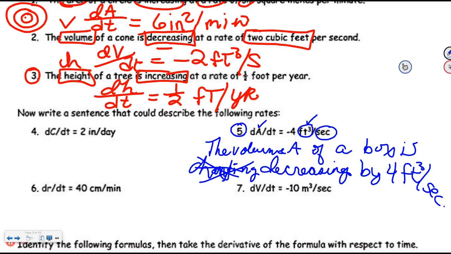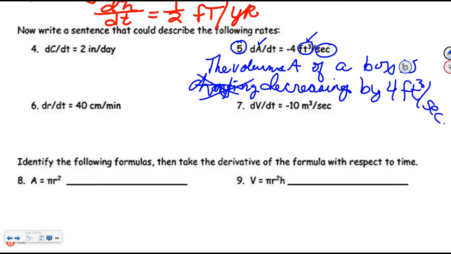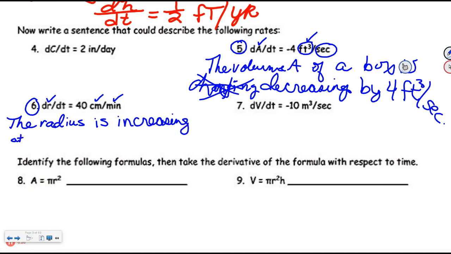So let's go look at maybe the one over here. Let's say R stands for radius. That would make sense because radii can be measured in centimeters and then per minute. So I would say the radius of what I don't know. It could be a cone, it could be a sphere, it could be a cylinder. It doesn't really matter. The radius is, all right, I can say changing at a rate of 4 centimeters per second, or I can say increasing because that's a positive. So I'm going to say is increasing at a rate of 40 centimeters every minute.